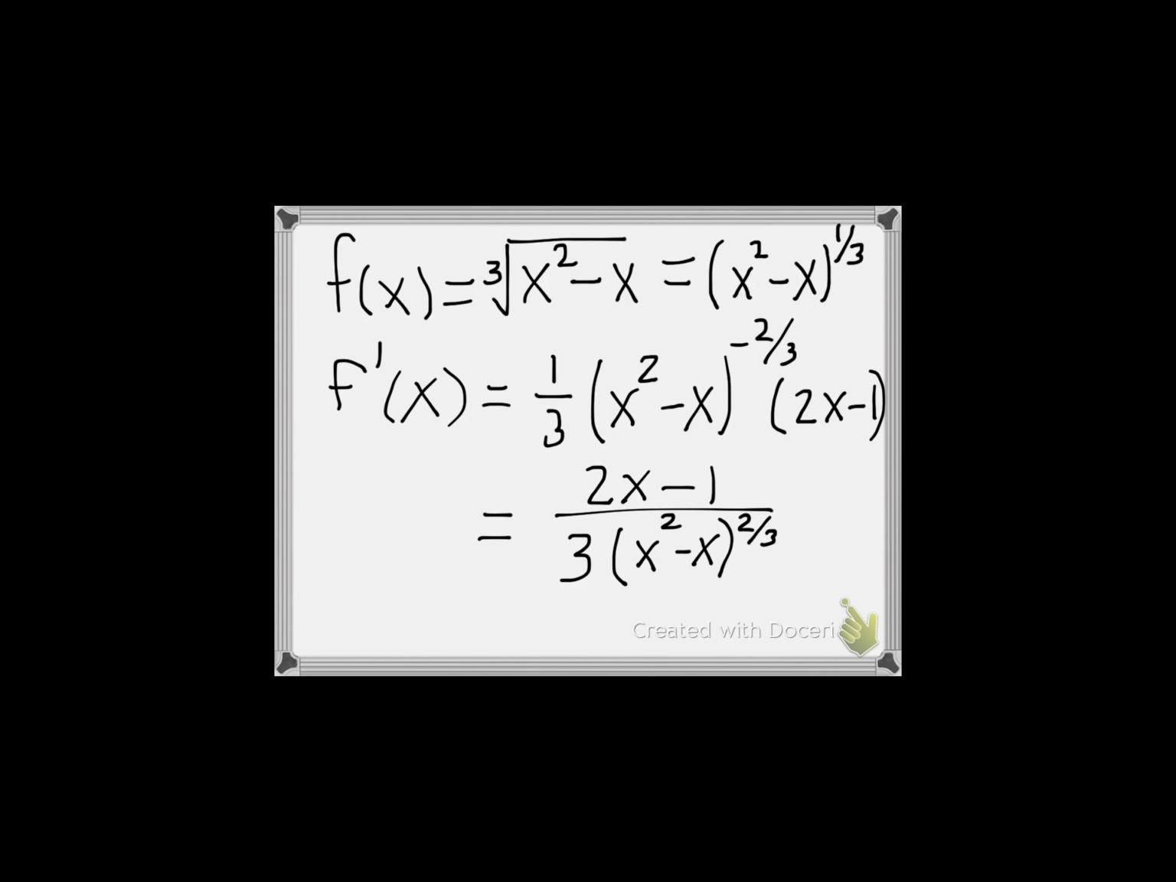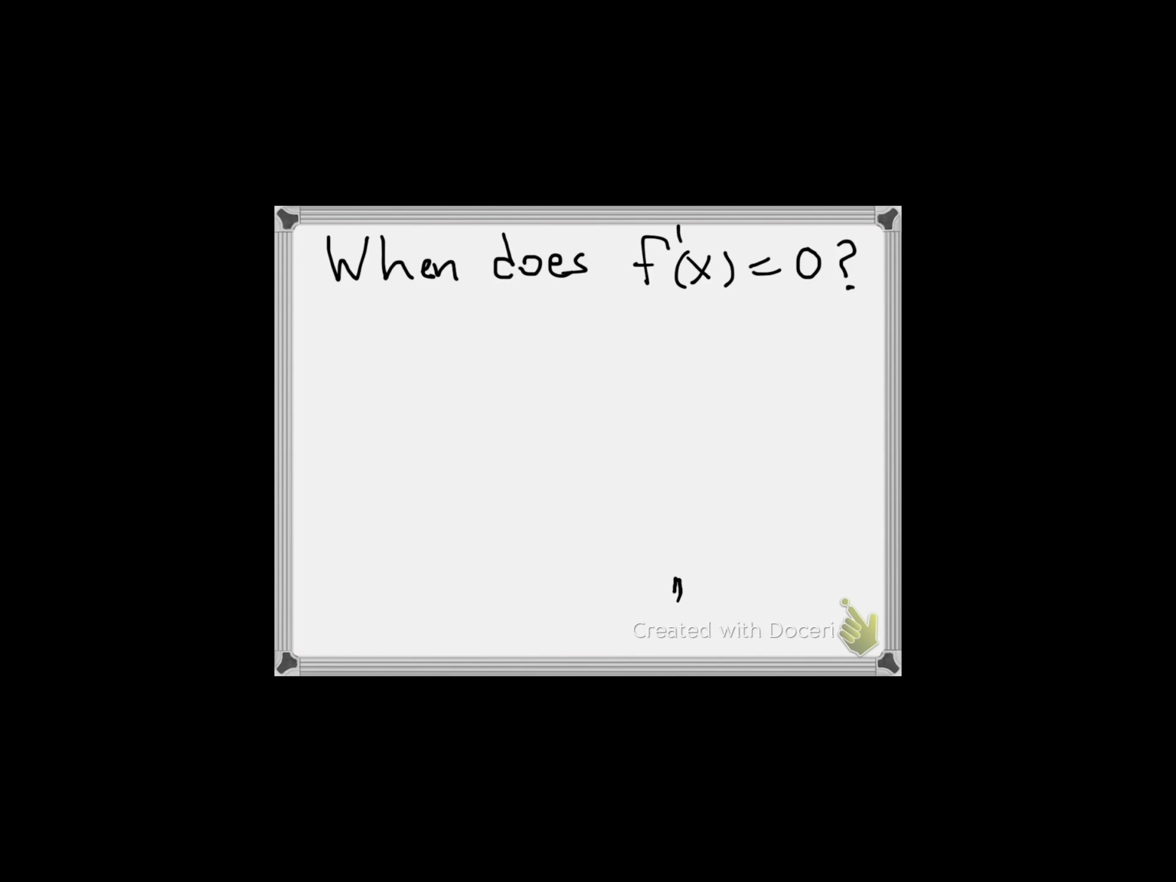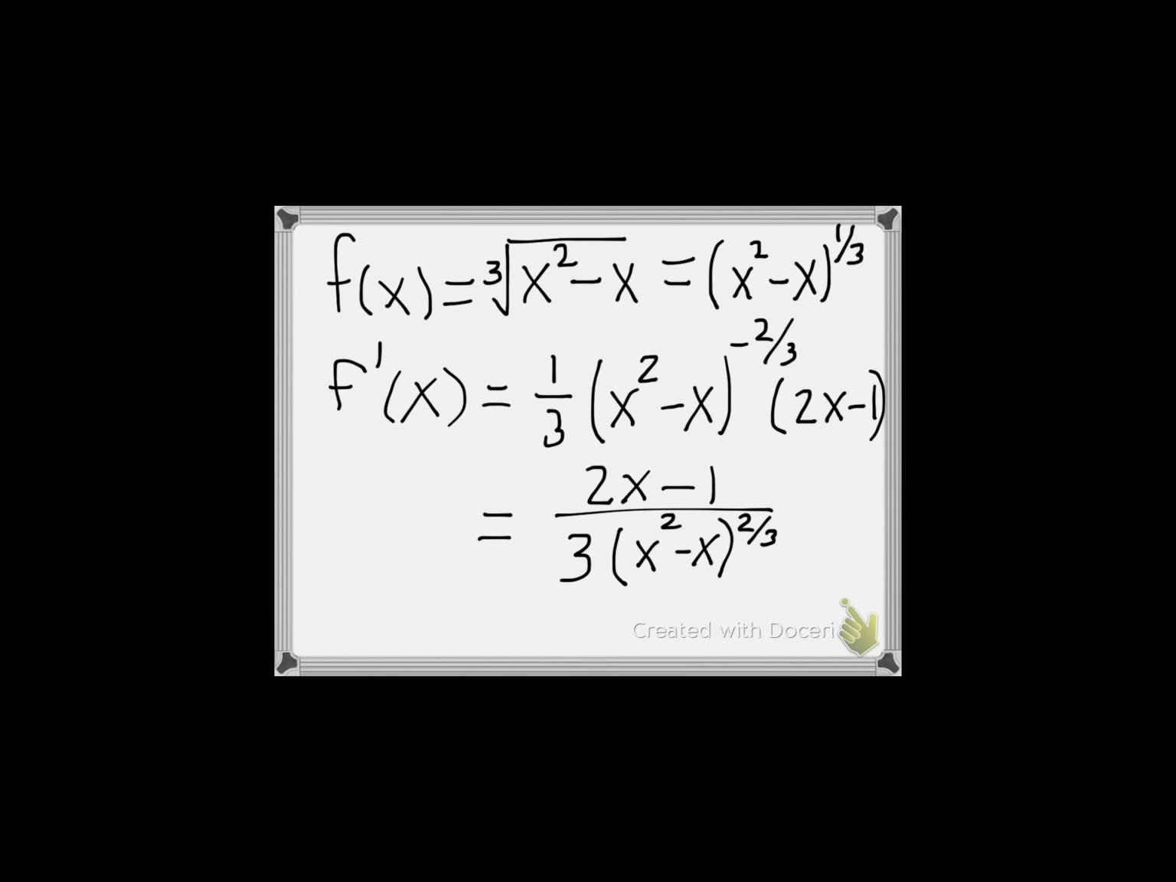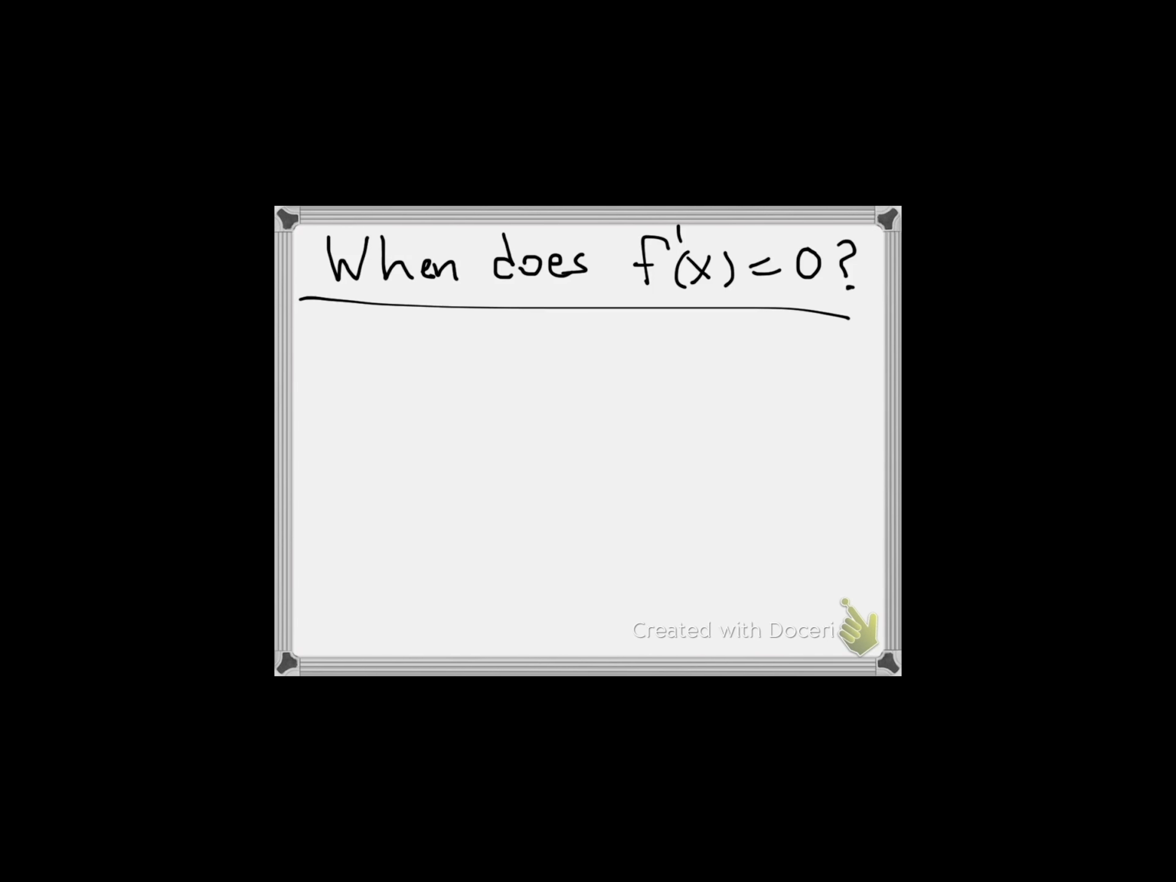We know that there are two kinds of critical points. The first happens when f prime is equal to 0. The second happens when f prime does not exist. So when is f prime equal to 0? F prime should be 0 when the numerator is equal to 0. So 2x minus 1 has to be 0. There's only one x value at which this happens, and that is when x is equal to 1/2.